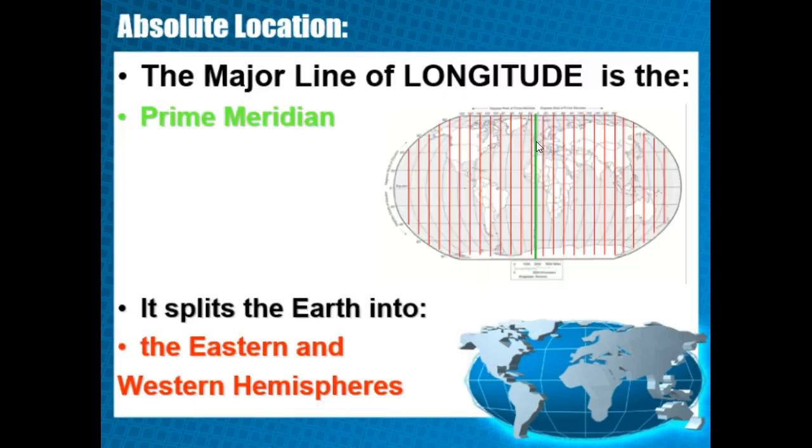One more thing about lines of longitude. They run from 0 degrees to 180 degrees, and they measure east and west. So you'll have something like 20 degrees east or 150 degrees west. The measurement is from 0 to 180. It measures the eastern and western hemispheres.